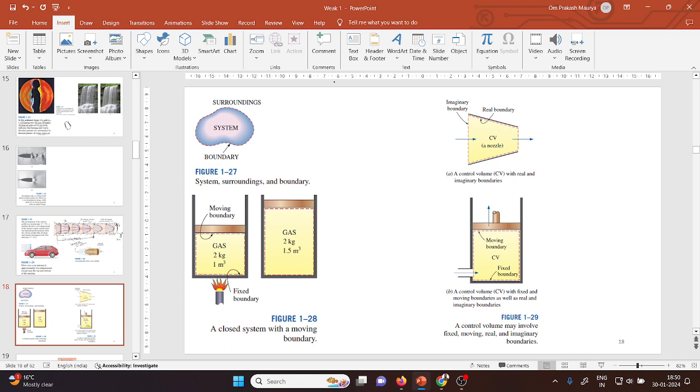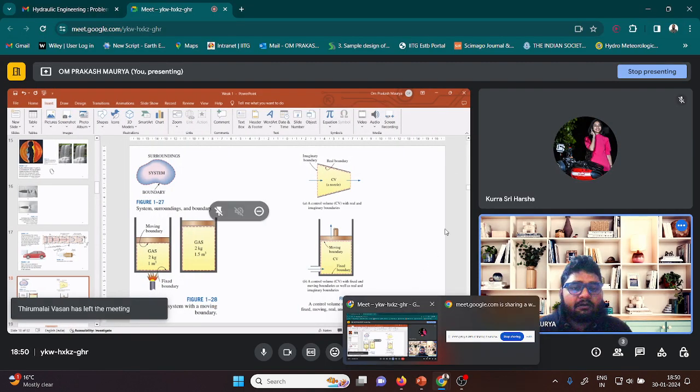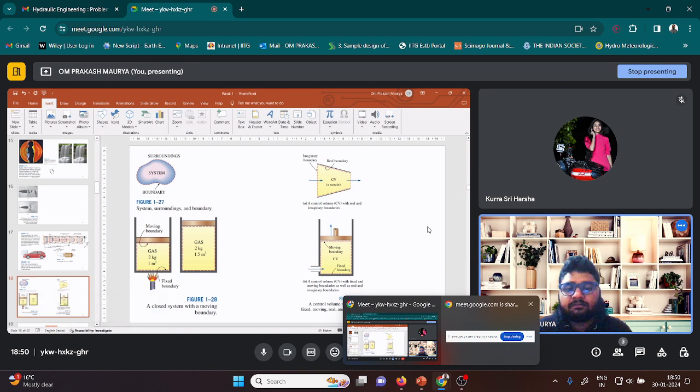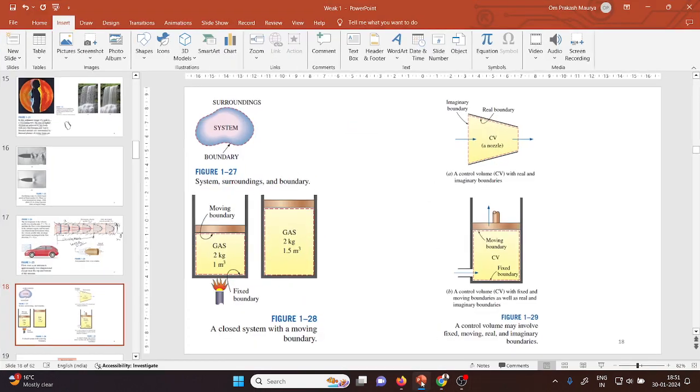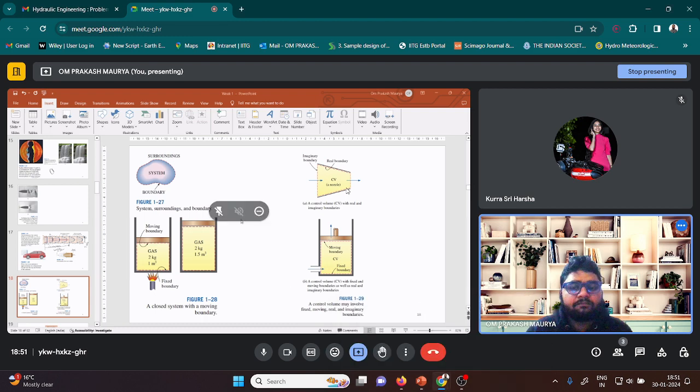So control volume, I think control volume thing is covered or not in class. Hello. Okay, I think I'm facing some network issue. Okay, no problem. Now moving ahead.